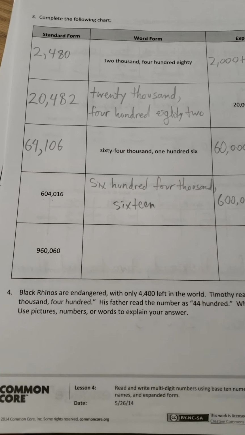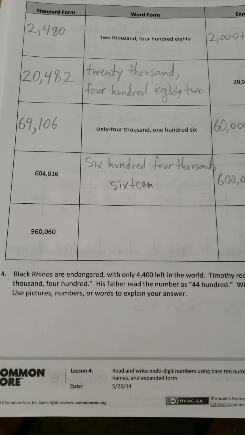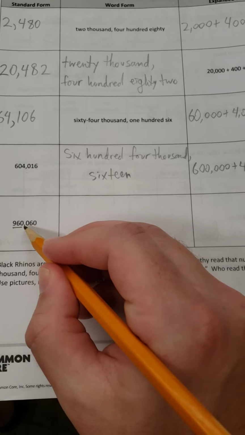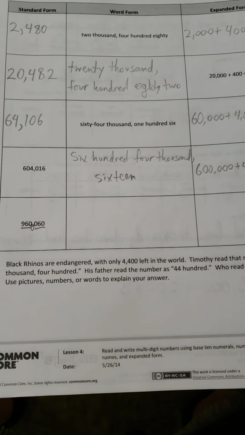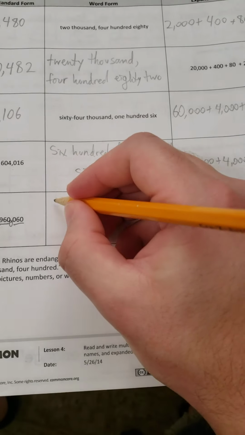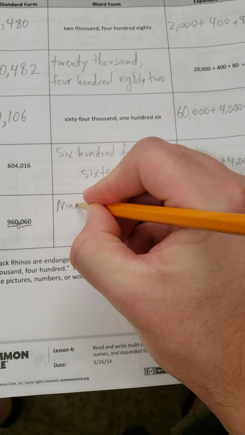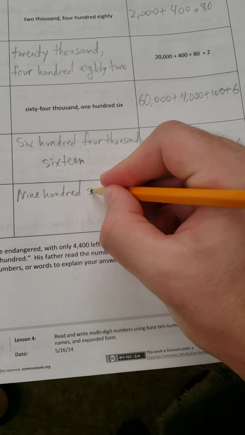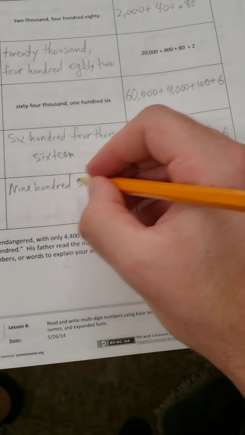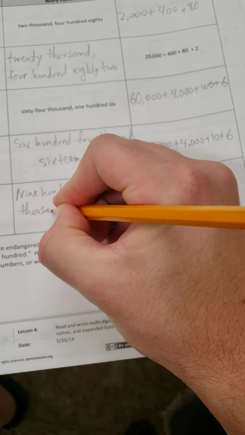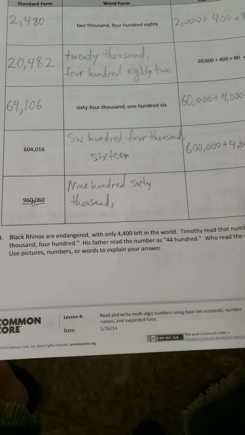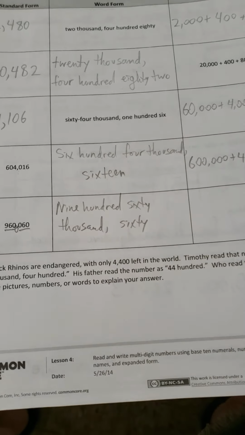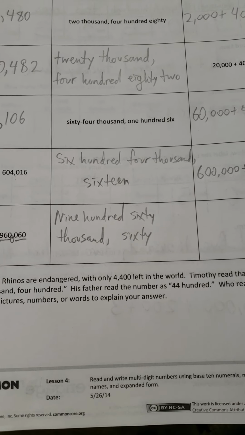Okay, last one in this box, 960,060. 960, you say this first, then you say the comma, then you say the last part. So 960, 960,060.